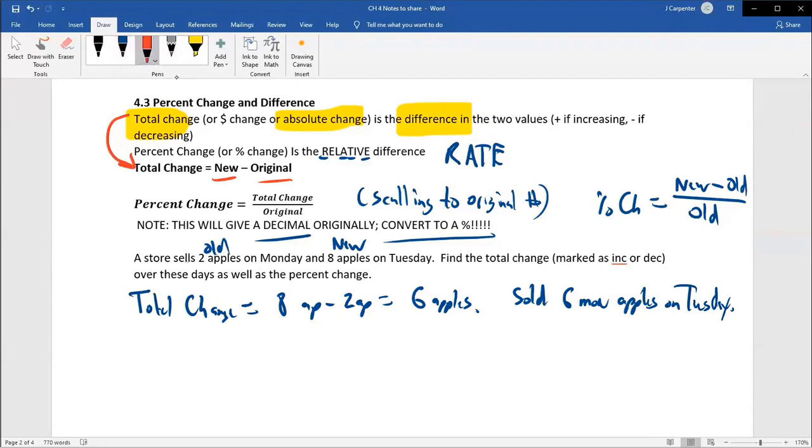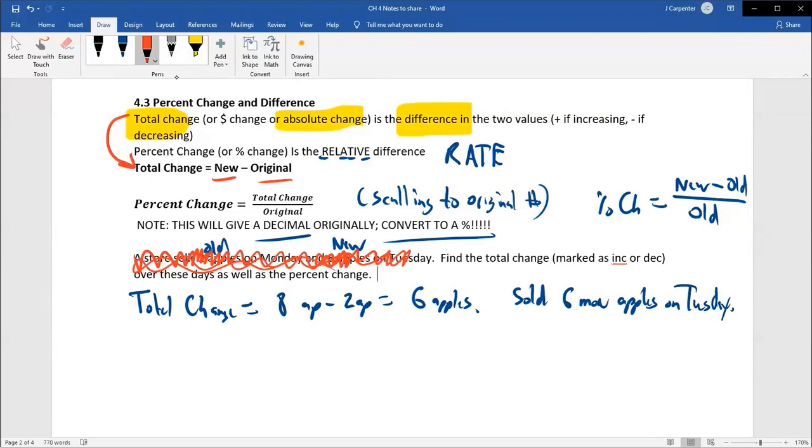But what if I just told you, I've got a store, I'll erase this in a minute, but I know there's a store somewhere and they sold 6 more apples on Tuesday. Now I ask you, was that significant? And you might go, well, Mr. Beckner, what kind of store are we talking about here? Are we talking about the corner market? Are we talking about a small little organic grocery store? Are we talking about Kroger or Walmart, these big mega stores that have thousands of customers each day?